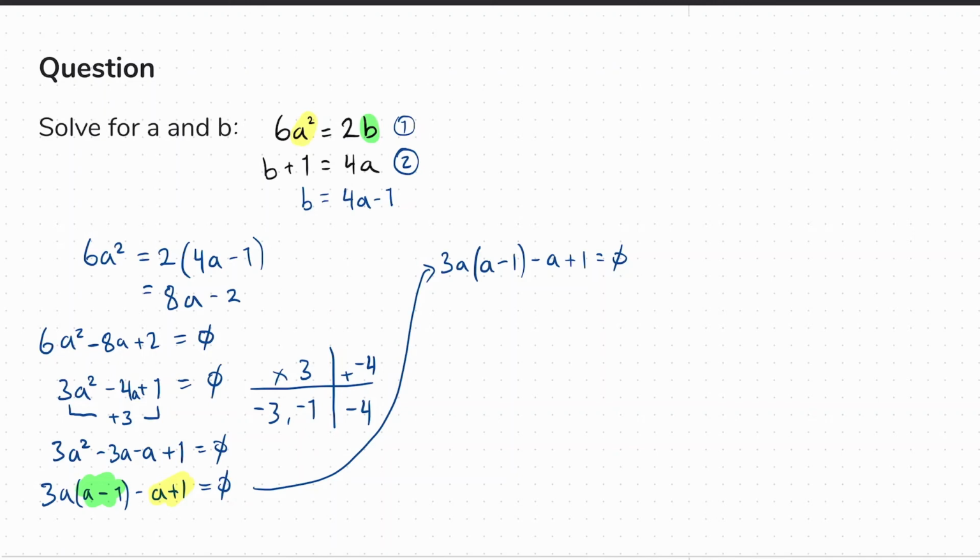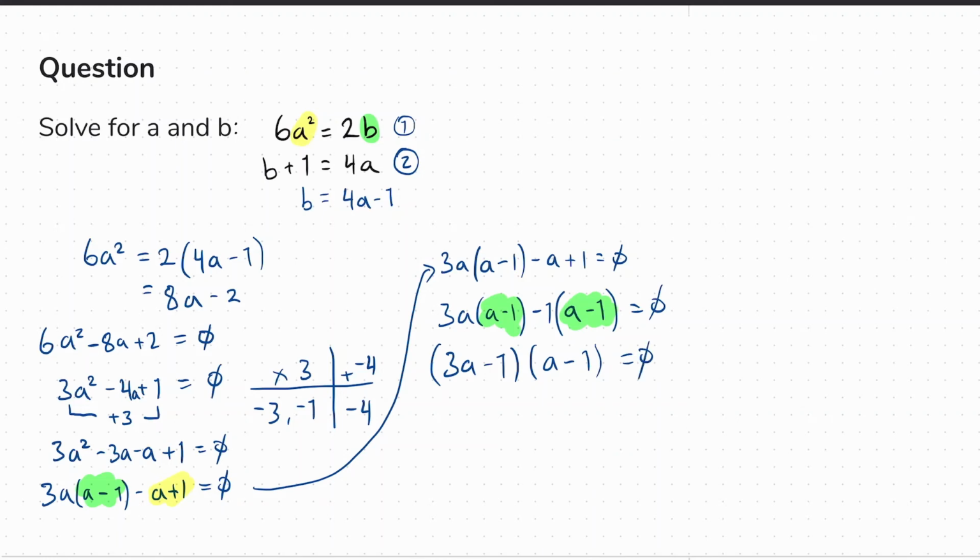Minus a plus 1, if I factor out negative 1, so I have negative 1 here. Well, how many times does negative 1 go into negative a? Well, it goes into it a times. And how many times does negative 1 go into 1? It goes into it negative 1 times. So now we can see we have this common factor here. So what's left when I factor out this common factor? This set of brackets here.